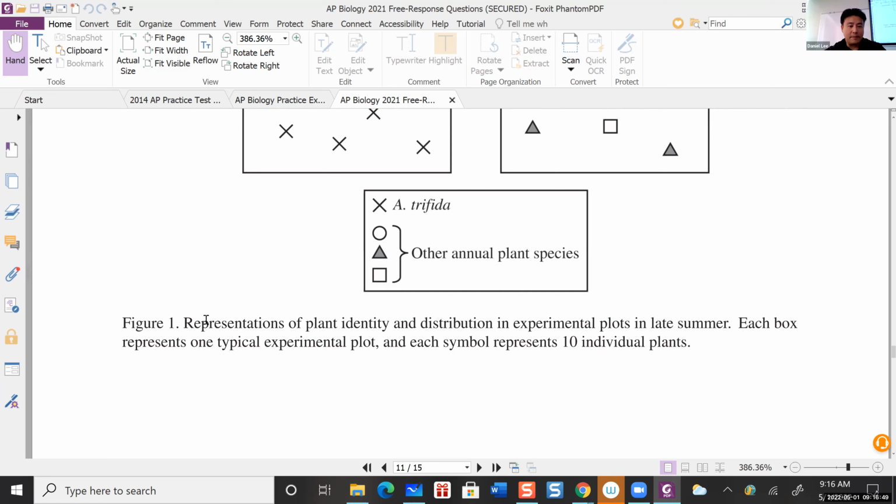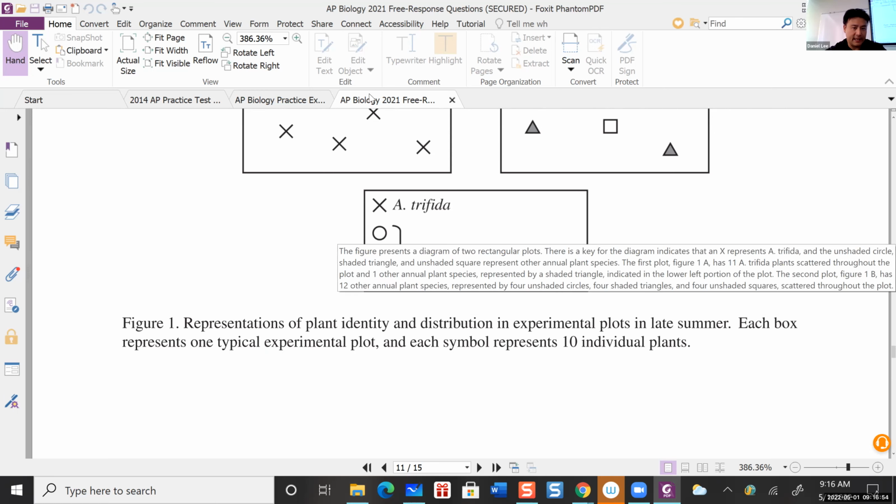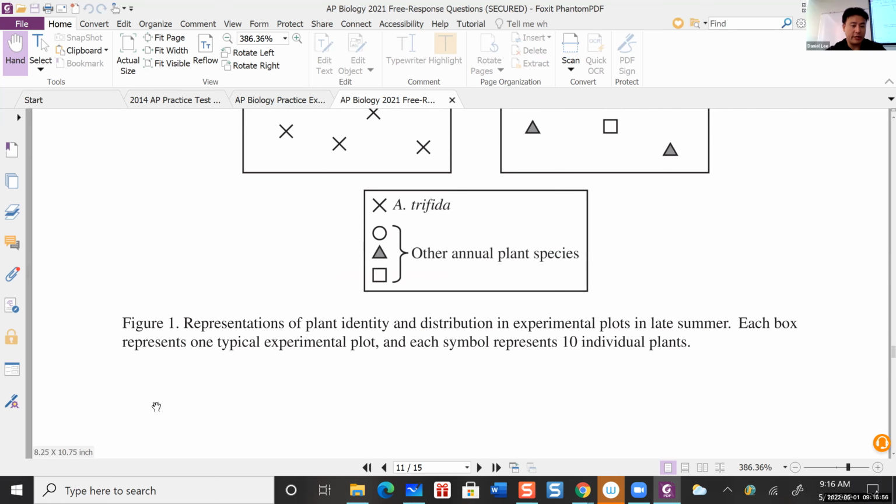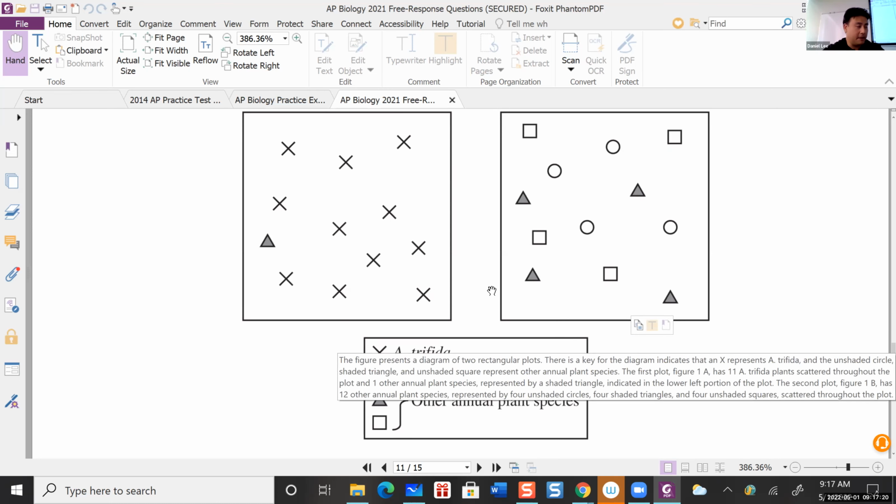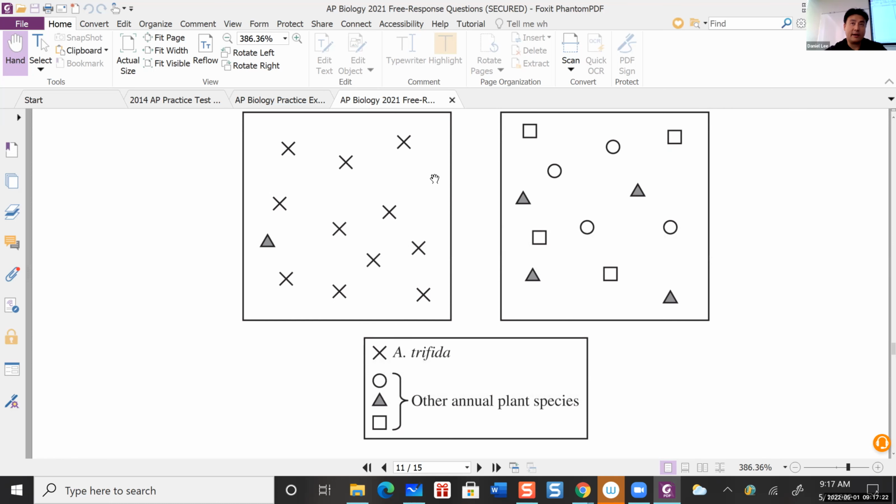And here, representation of plant, make sure you read the figures, yeah? So even though the key and the diagram maybe suffice, make sure you read the figure because they might provide additional information. So you have the plant identity and distribution in the experimental plot in the late summer. Each box represents one typical experimental plot, and each symbol represents 10 individual plants. That's good information because I thought one symbol is one plant. No, one symbol is 10 plants, right? So you can actually calculate how many plants were in the subject area here.